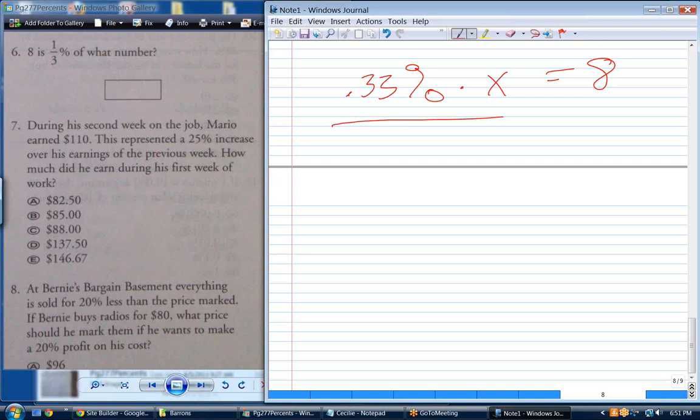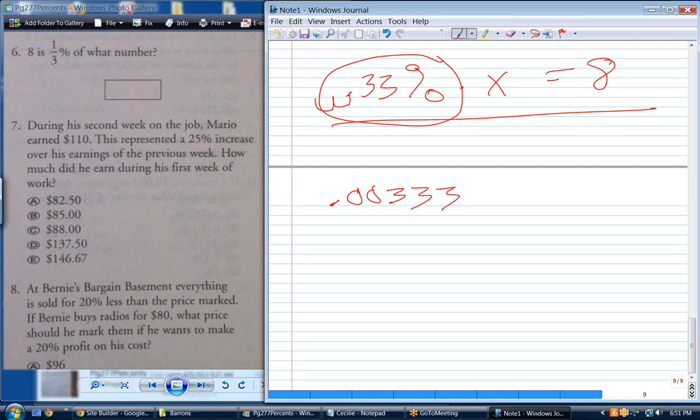So 8 is 1/3% of what number? There's my equation, but like I said, we're not used to percent signs in equations, so let's change it to decimal. So what decimal is that? I mean, you would have to divide it by 100, right? Divide it by 100. In other words, we're going to move this 2 spots this direction. So we're going to add 2 zeros. That decimal represents 1/3 of 1%.